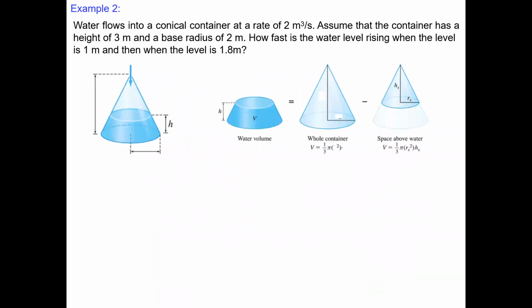Example number 2. Similar, it's a cone, but the water is in a different place because now the cone is not upside down. It's just sitting on its base properly. Water flows into the conical container at the rate 2, the same rate, cubic meters per second. Assume that the container has a height of 3 and the base radius of 2. How fast is the water level rising when the level is 1 meter and then when the level is 1.8? We will just repeat the calculation for 1.8.